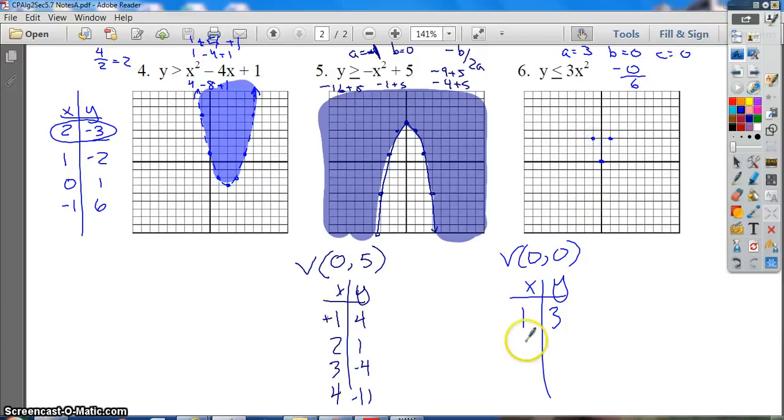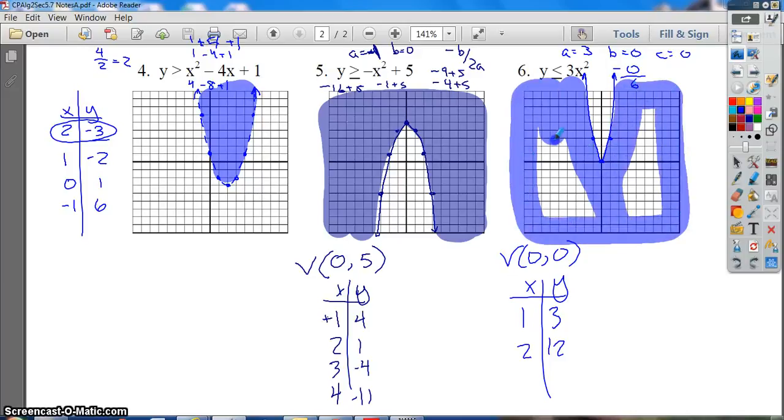Okay, mirror it up. If I put 2 in, 2 squared is 4, 4 times 3 is 12. Already off the charts. Okay, solid line because there's an equal to. This is a less than, ladies and gentlemen, so you shade below it. Should be down here. So basically the graphing all stays the same, it's just now you're going to shade it or make it dashed. There's your first 6, okay?